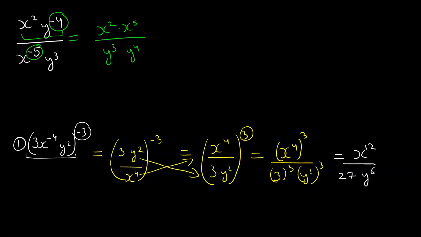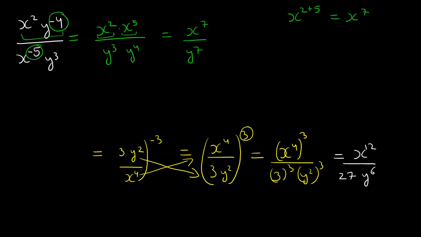Now we have all common variables, so we can write like this: x has the power of 7, y has the power of 7 as well. Remember, when the two same variables multiply with each other, we simply write x 2 plus 5, and that gives us x to the power of 7. Okay, so now we will take a look at the last example.